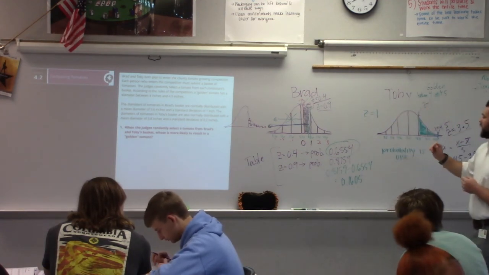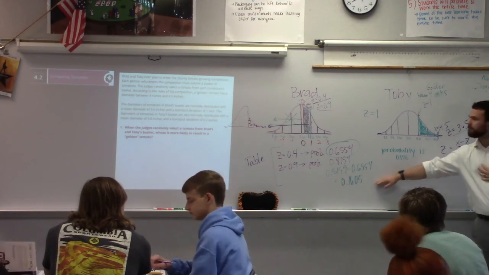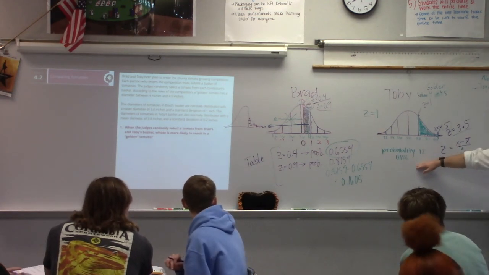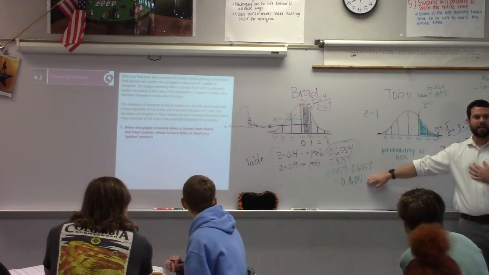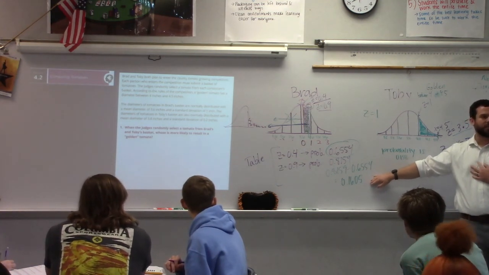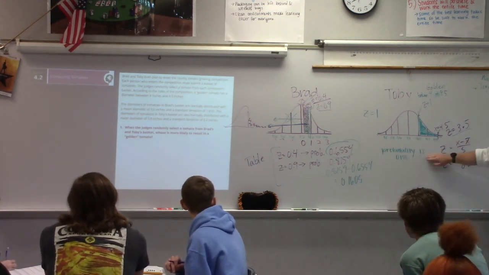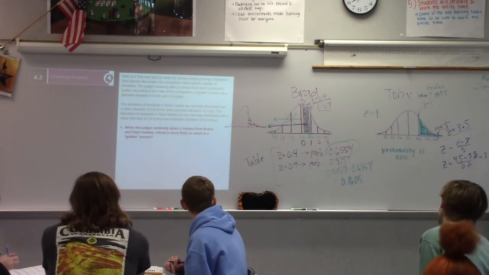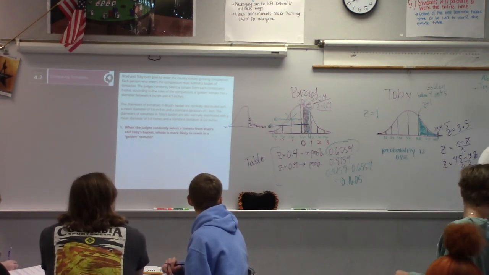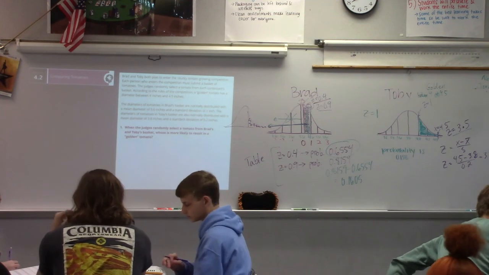Okay, so looking at the probabilities, who is more likely to win? Brad. Right? Brad has a probability of 0.16 of having a golden tomato, whereas Toby only has a probability of 0.158. Yeah, and you would want to write about that in your final stuff.